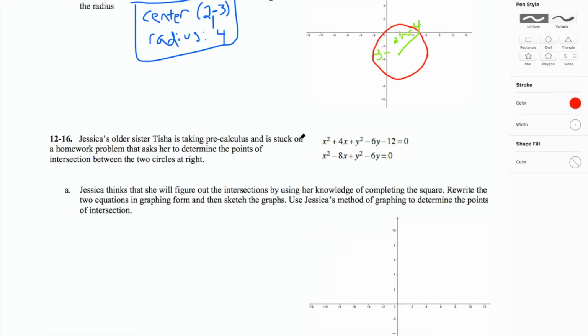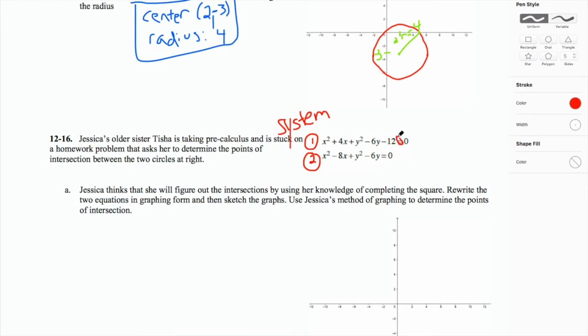So anyways, we have here: determine points of intersection between two circles at right. We have one equation here, and a second equation here. So this is kind of a systems problem. A system, which you should have studied this past year in Algebra 1, is two or more equations, or they could be inequalities too, two or more relationships that share variables. Normally you can find some common solutions between those equations.